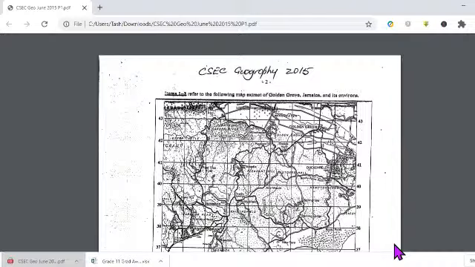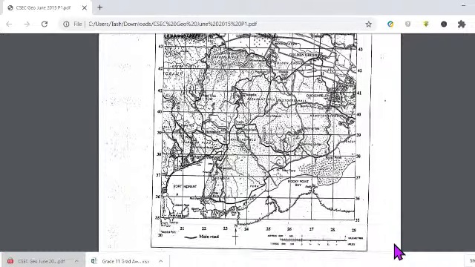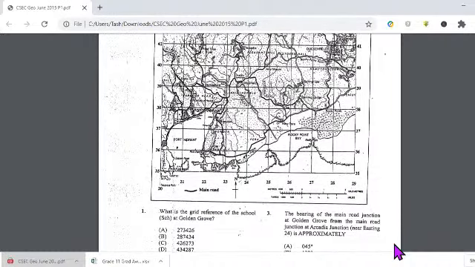All right, so we're going to start number one. This is the 2015 paper. Items 1 to 3 refer to the following map extract of Golden Grove, Jamaica, and its environs. Question 1 says, what is the grid reference of the school at Golden Grove?